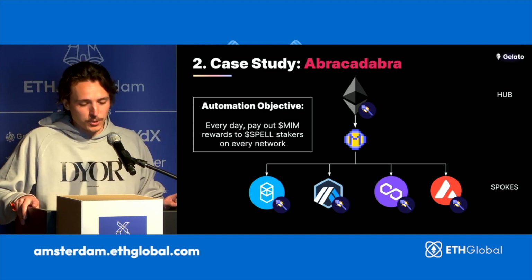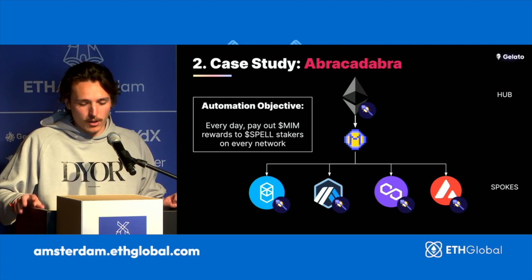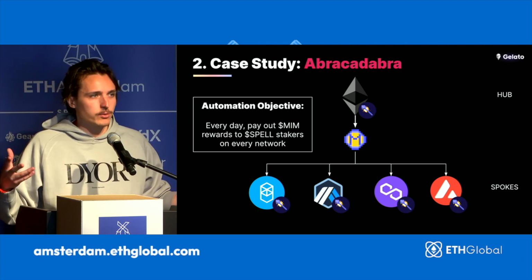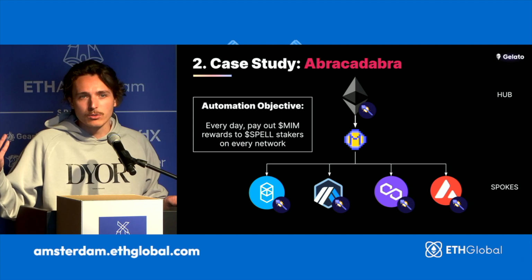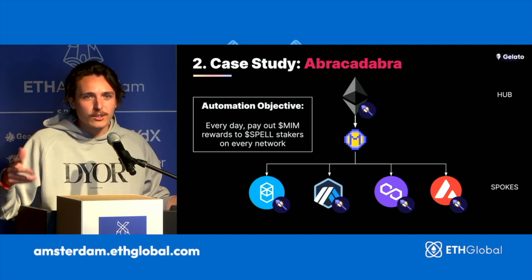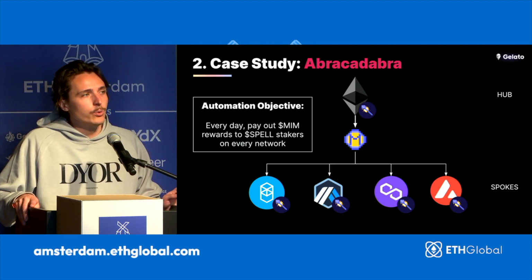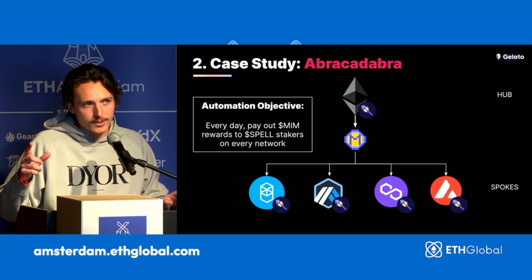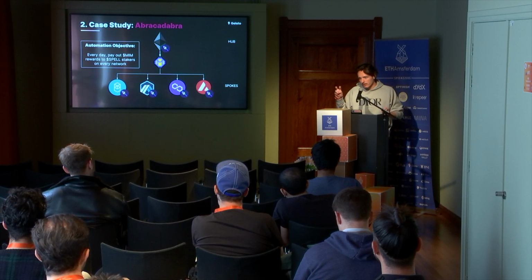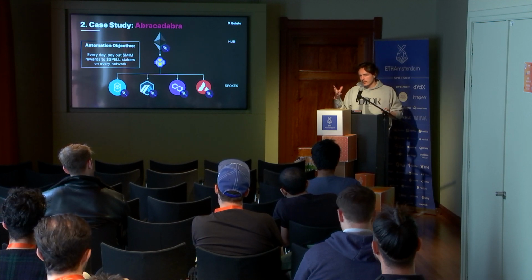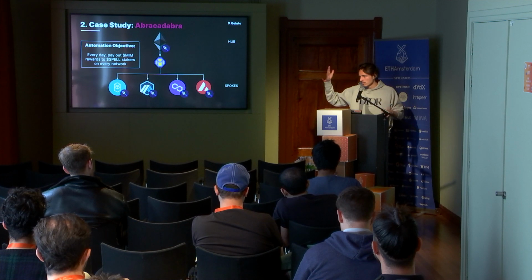But what they have is, I actually found out that they are using Gelato by accident, because I was talking to the developer and then he actually showed it to me on a video call, which was dope. And so what they do is they have a native governance token called Spell. And Spell is their governance token. And what you can do is you can take that Spell, you can stake it. On Phantom, you can stake it. On Ethereum, you can stake it. On Avalanche, for example. And if you stake it, then you're eligible to receive daily MIM rewards.